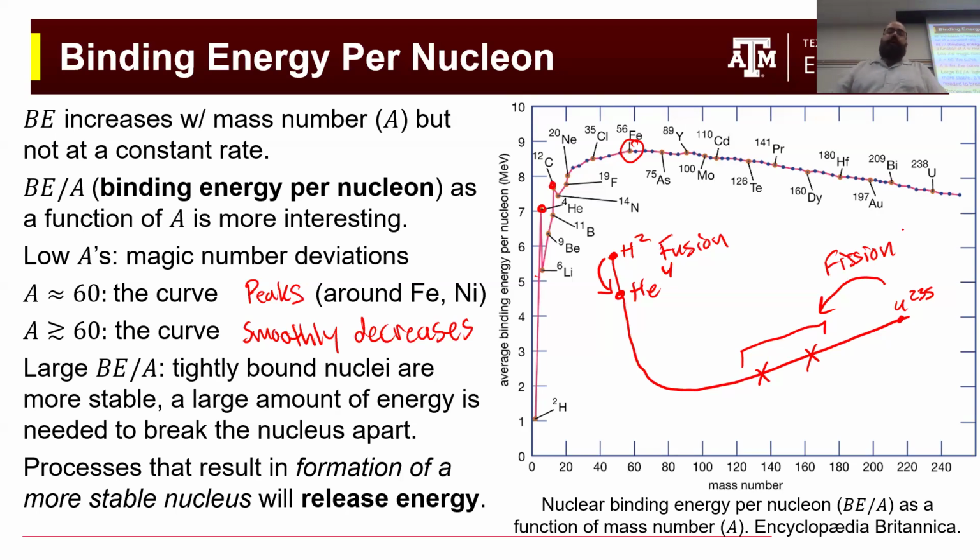So generally, what we can say is that if a process results in the formation of a more stable nucleus, if a reaction produces nuclei that have higher binding energy, then that process is going to release energy. And that's why fusion releases energy, and that's why fission releases energy too.